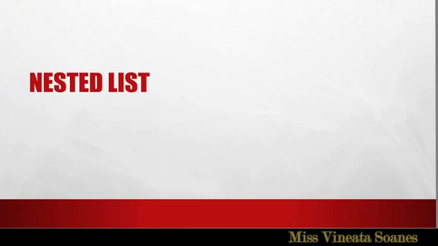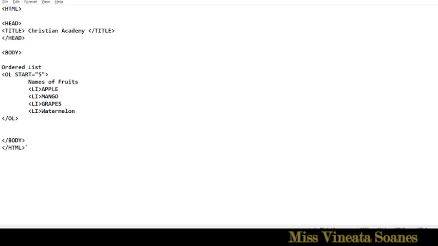Now the next thing that we're going to cover in this video is the nested list. When we say nested, it means we are nesting, having two OLs, one OL under another OL, or a UL under an OL, or an OL under a UL. Now let me just demonstrate it.